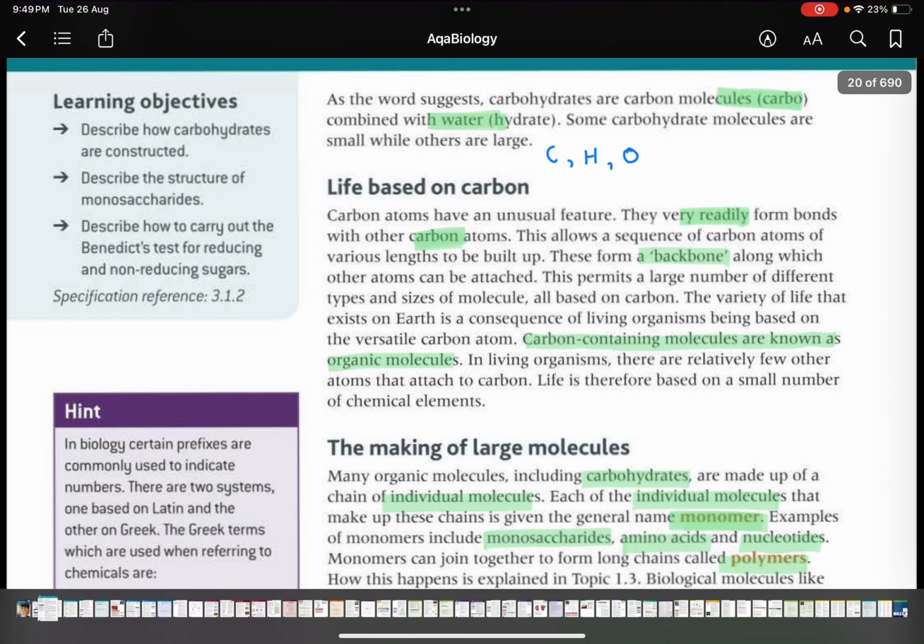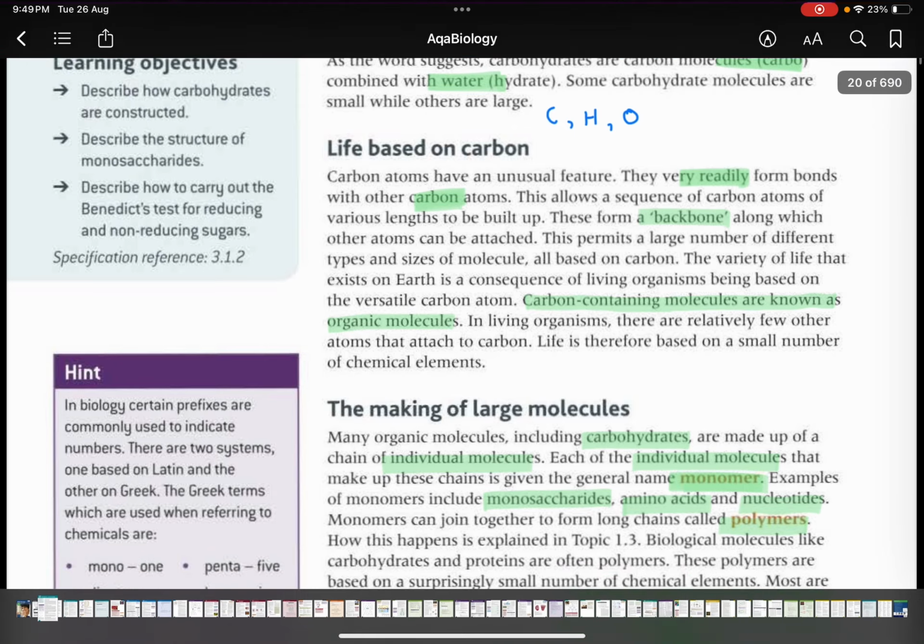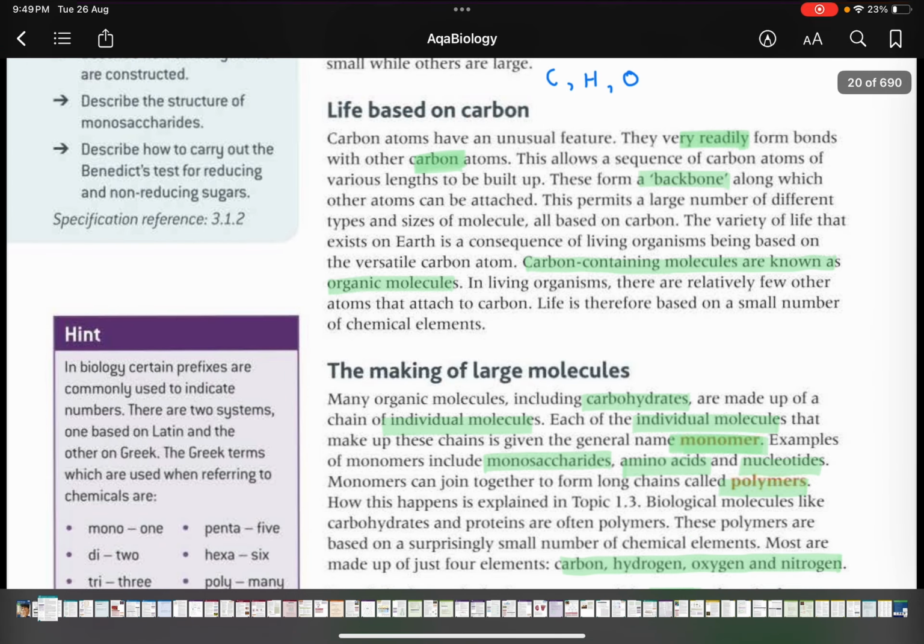Now, life based on carbon. This is pretty much a brief introduction. But essentially, carbon atoms are really friendly, I suppose you could say, and they love to form bonds with other carbon atoms, allowing a sequence of carbon atoms to form various lengths. Hence, you have smaller carbon molecules and larger ones. These form a backbone along which other atoms can be attached. This permits a large number of different types and sizes of molecules, all based on carbon.